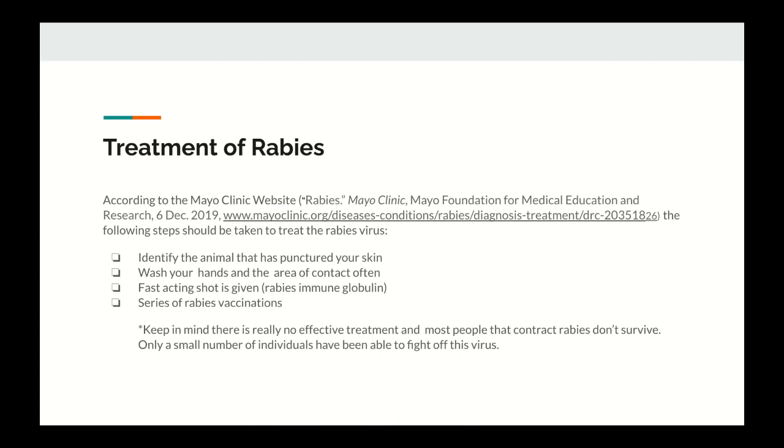Some of these injections are given near the site of the bite and as soon as possible after the occurrence of the bite. Next, you will receive a series of rabies vaccinations to help your body identify and fight the virus. These injections occur over a 14-day period and they include 4 injections. Keep in mind that there is really no effective treatment and only a small number of people have survived the rabies virus once signs and symptoms arise.